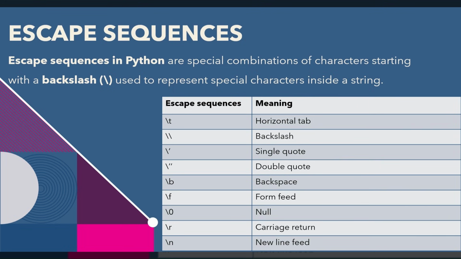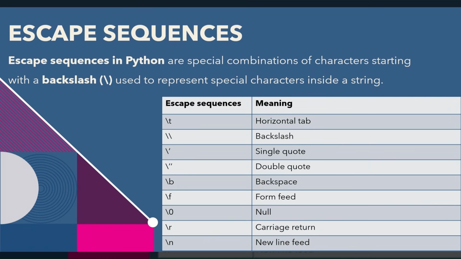Next, we will see escape sequences. Now, this is an interesting topic. If you want to print something on a new line, then we can use \n. So escape sequences are a special combination of characters beginning with the backslash, and they are used to represent special characters inside a string. This table represents the various escape sequences that we can use in Python.